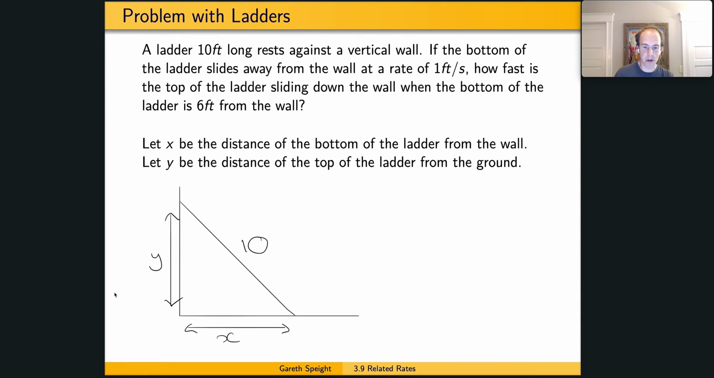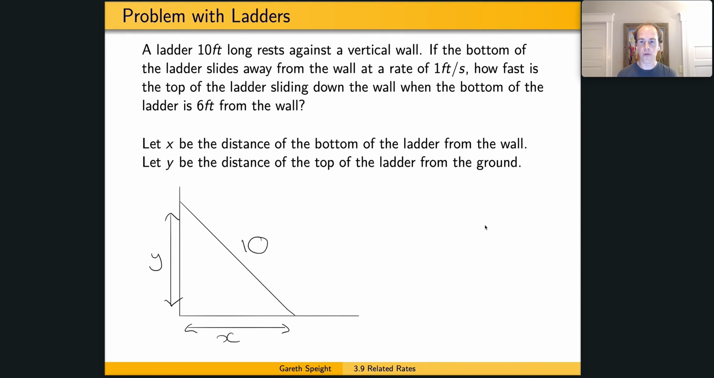Okay, so here is a picture which makes it way simpler. We have a ladder, it's propped up against a wall. The ladder is 10 feet long. The bottom of the ladder is going to be x feet from the wall, and the top of the ladder is going to be y feet from the floor. So here is our notation, and here is our picture.